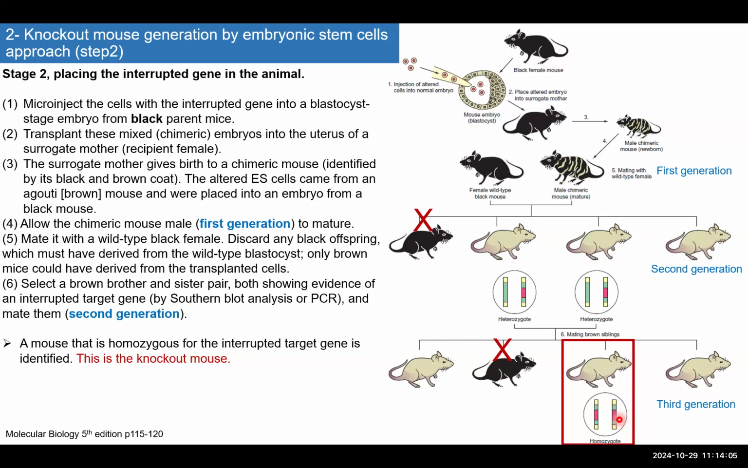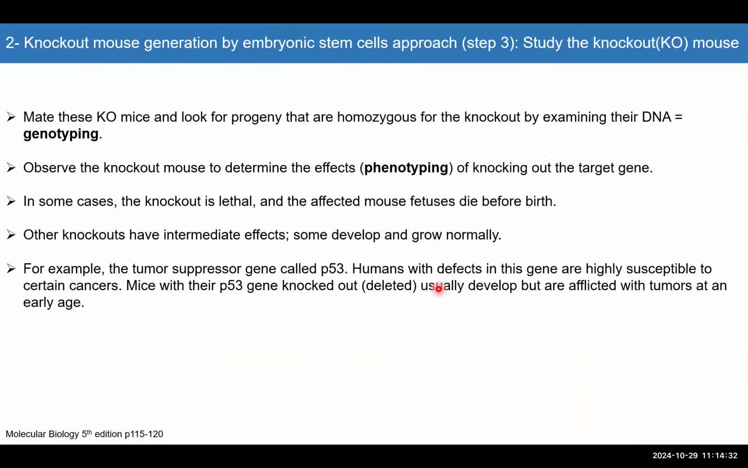So first step, embryonic stem cell. Second step is more or less similar to the transgenic that we discussed with the DNA injection, but it's at a different stage, at the blastocyst. Why is it at the blastocyst? Because it's the best stage where we can reintroduce embryonic stem cells back. And again, we would use the Southern blotting or the PCR to identify the transgenic animals. Great. After that, we need to perform the genotyping and the phenotyping.